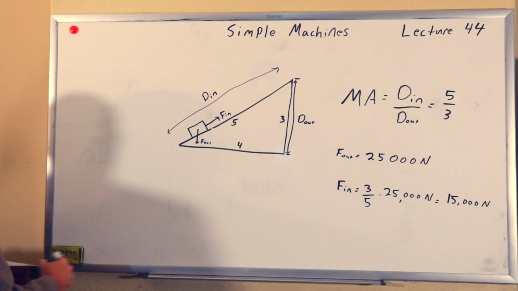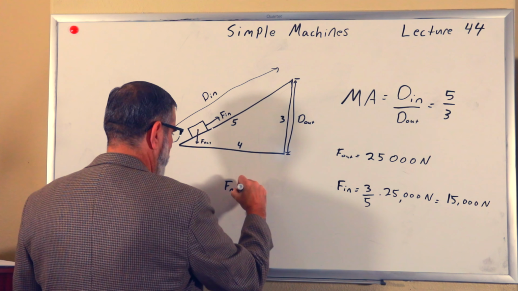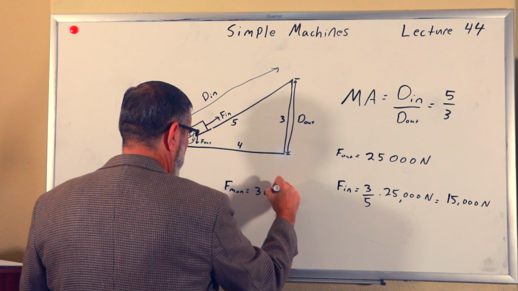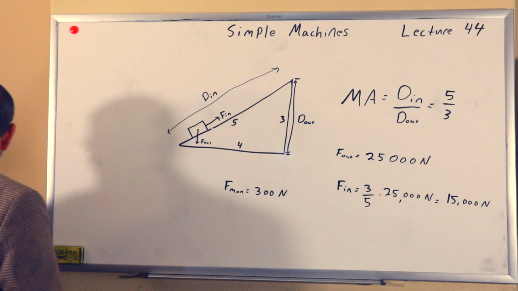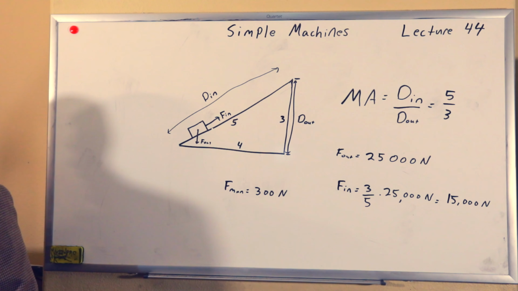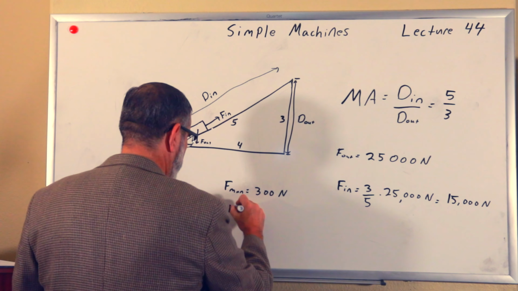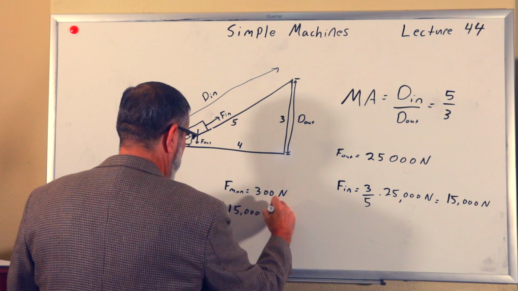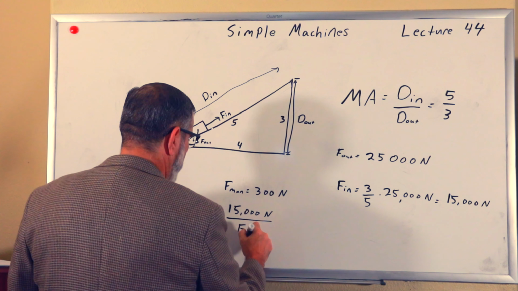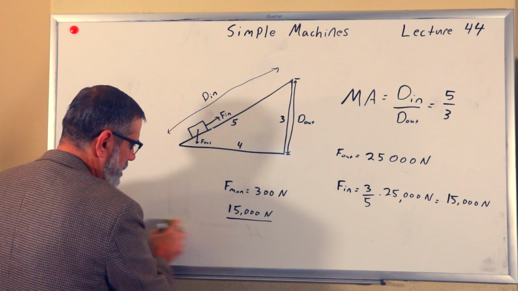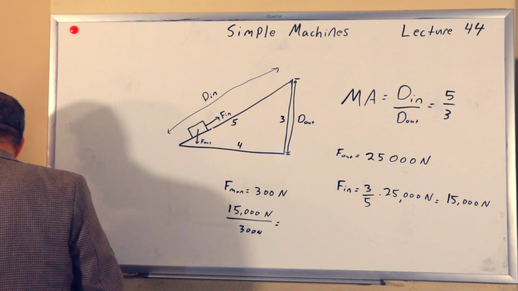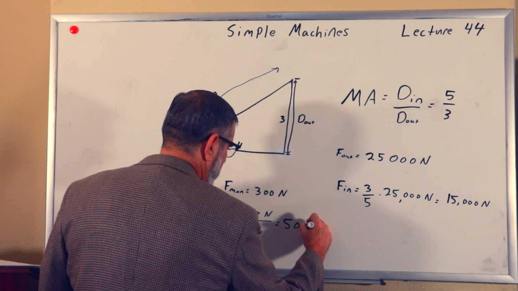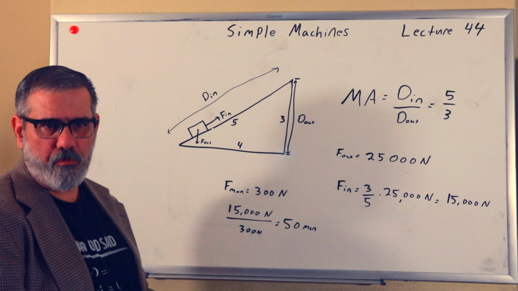The average worker, so F of man, if you will, is about 300 newtons. I forget where I found that information. I can't testify to the accuracy of it. And so if you took this 15,000 newtons and divided it by the force that one man can provide, 300 newtons, you would come up with something on the order of 50 men. And that's a reasonable number.